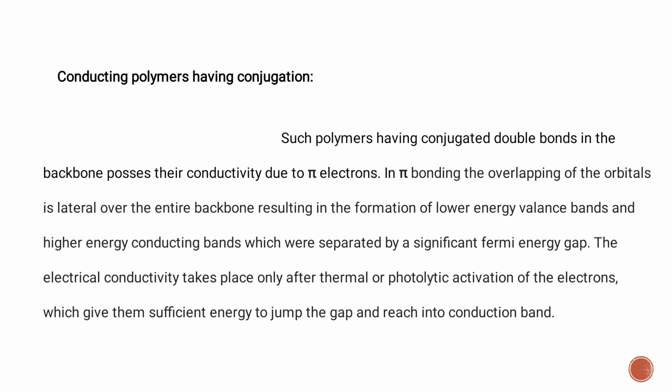Such polymers having conjugated double bonds in the backbone possess their conductivity due to the presence of pi electrons. In pi bonding, the overlapping of the orbitals is lateral over the entire backbone, resulting in the formation of a lower energy valence band and a higher energy conduction band, which are separated by a significant Fermi energy gap. Electrical conductivity takes place only after thermal or photolytic activation of the electron, which gives it sufficient energy to jump the gap and reach the conduction band.